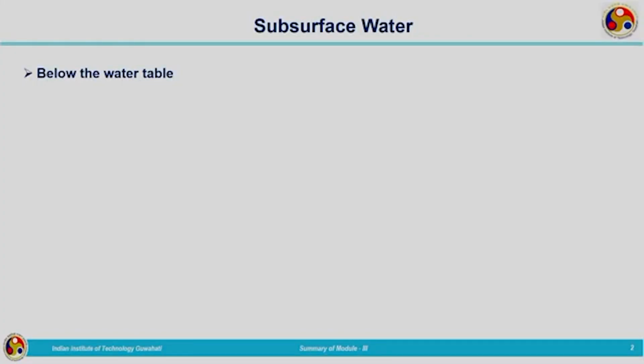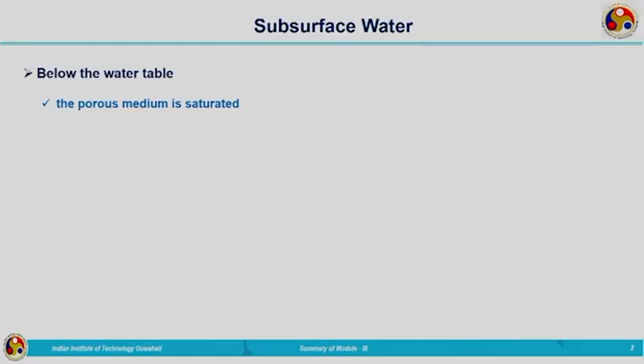In the beginning itself I explained that we are discussing the water which is present beneath the ground surface. Beneath the ground surface, we have two different zones: one is the unsaturated zone and the other is the saturated zone. There is a clear boundary differentiating between them, that is the groundwater table. Below the groundwater table we have the saturated zone and above that we have the unsaturated zone.